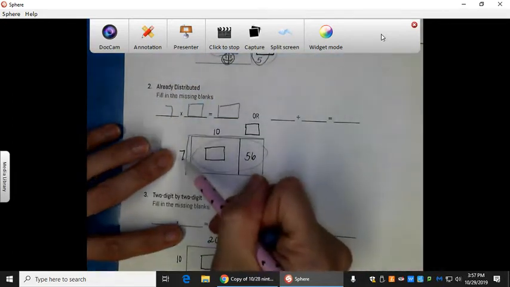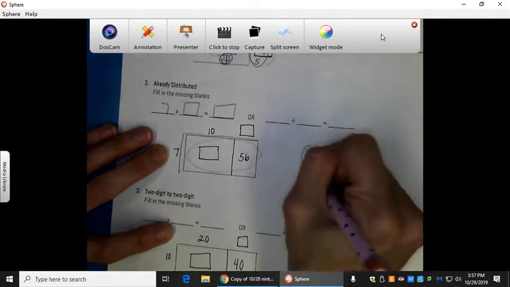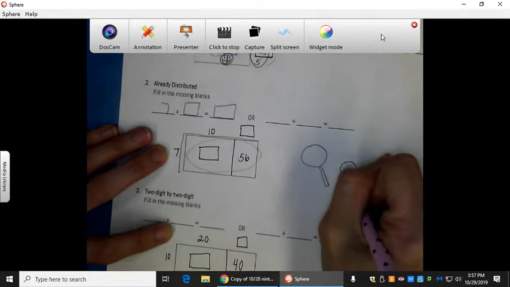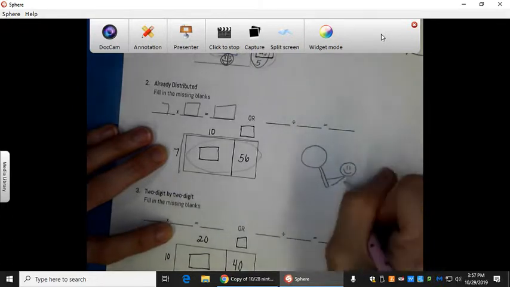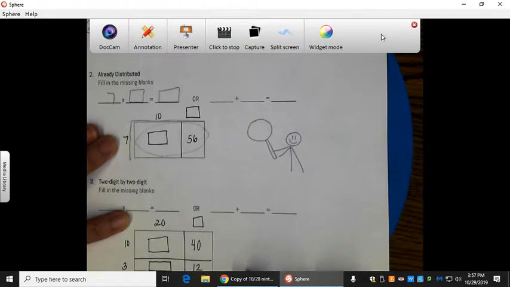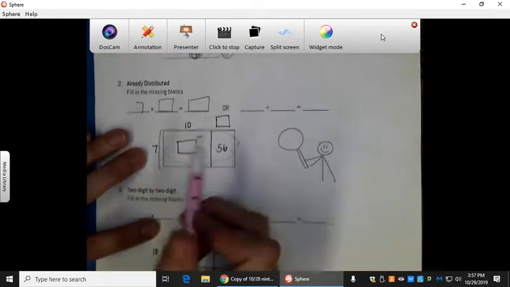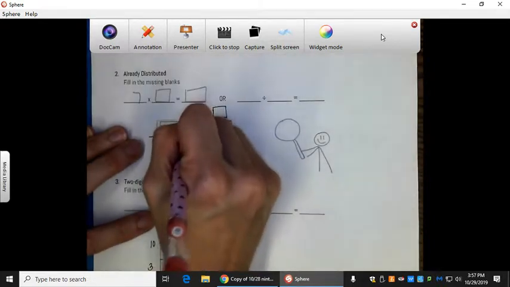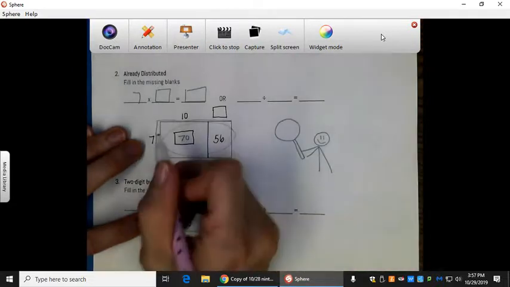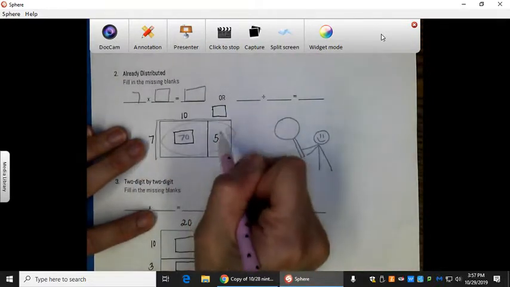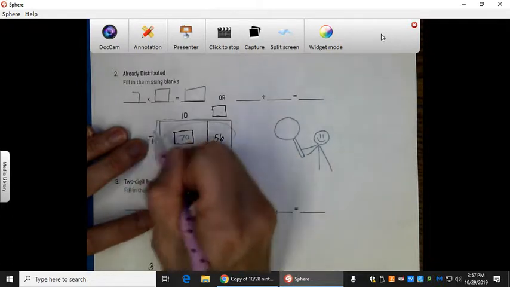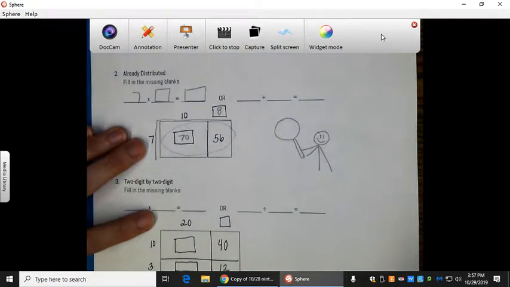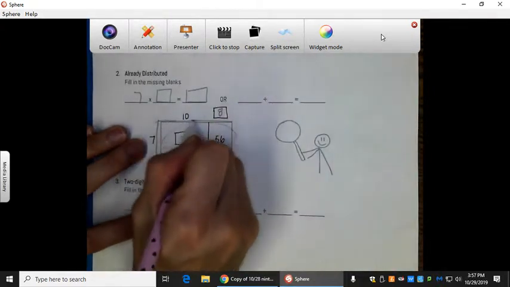So let's kind of look at what we have. You have to be kind of a detective here. Okay, here's the magnifying glass. You are the detective, and you are using what you have. There you are. Using what you have to figure out what you don't have. So I know 7. Oh, and I see 10 here. 7 times 10. Ooh, 70. I know 7 here. I don't know this, but I know it gets me 56. Well, 7 times what is 56? It's 8.